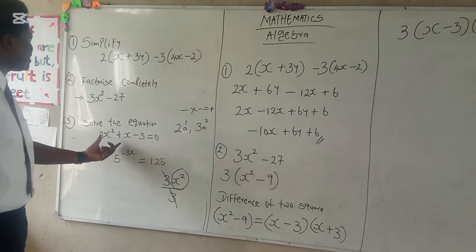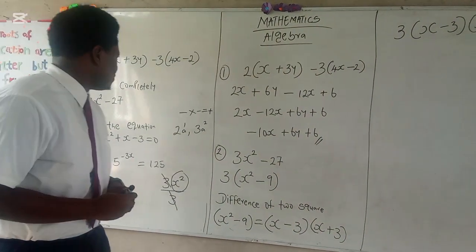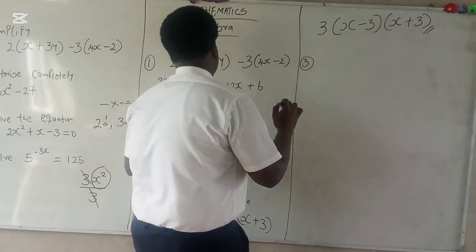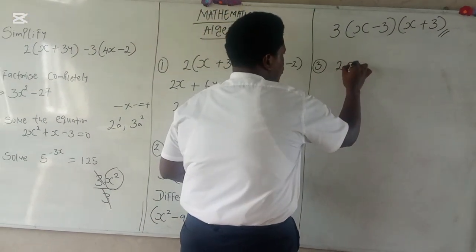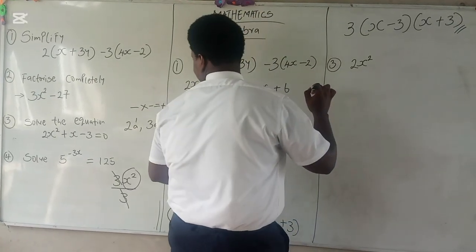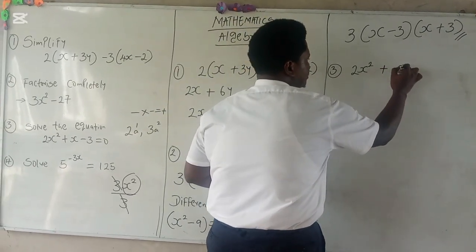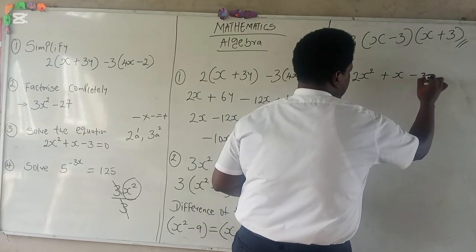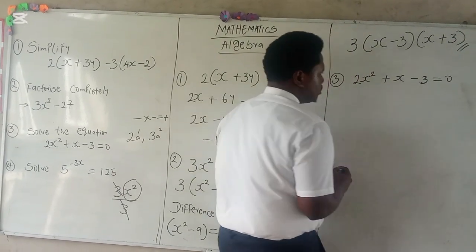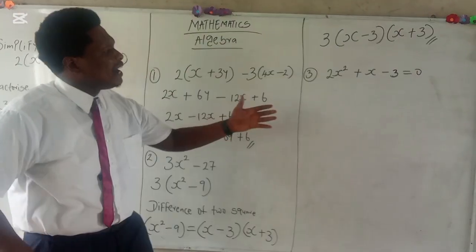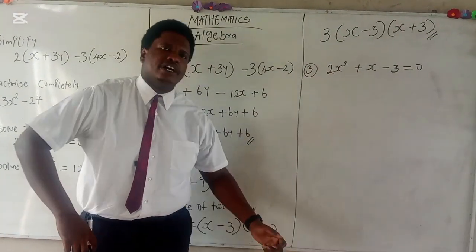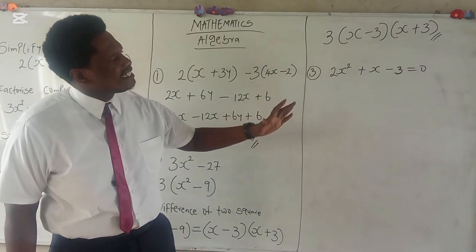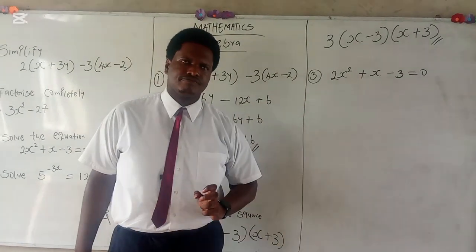And we also have example 3. Example 3, we have an equation. We are asked to solve 2x squared plus x minus 3 equals 0. Now the first thing we are going to do at this point, we are going to multiply the first term and the last term.